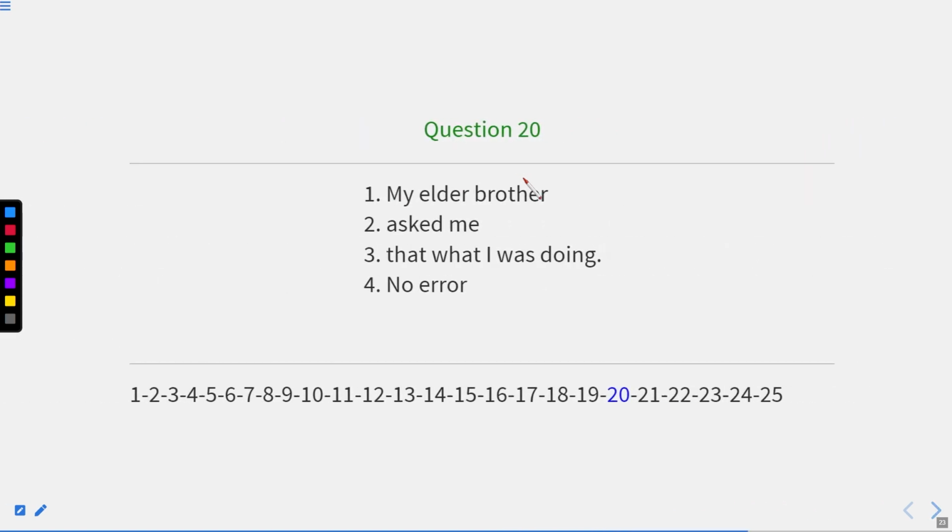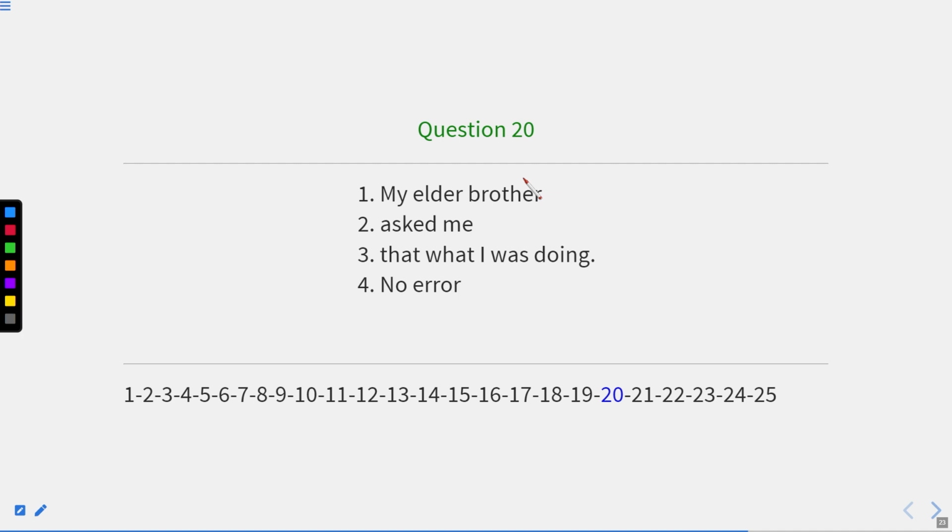Now let us move to question number 20. My elder brother asked me that what I was doing. So again, that and what cannot come together. Also, the structure should be assertive, which is over there. So the third part contains the error. Therefore, the answer will be third, what I was doing. So the correct sentence will be, my elder brother asked me what I was doing. That will be removed from here. So the third part contains the error.